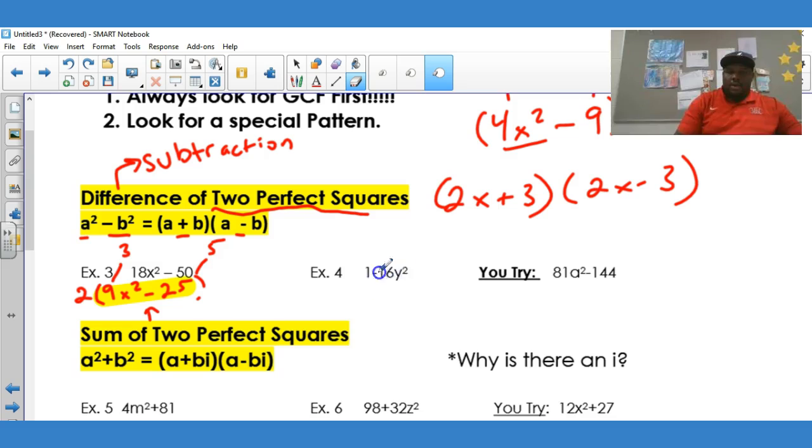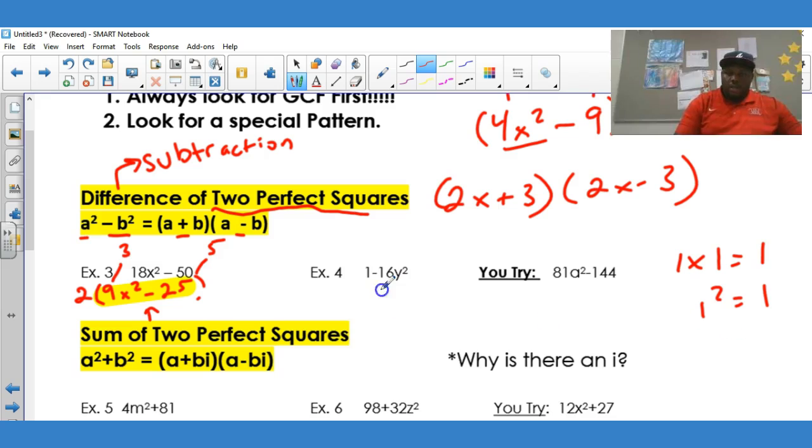Now, right here, I know you guys often forget, so I'm going to just show you. 1 times 1 is 1. 1 is a perfect square. 1 squared is 1. So 1 is a perfect square. The square root of that is still 1. 16 is a perfect square. The square root of that is 4. And so is y squared. Since it's squared, it is a perfect square. The square root of y squared is y.